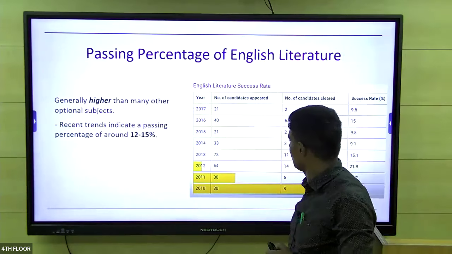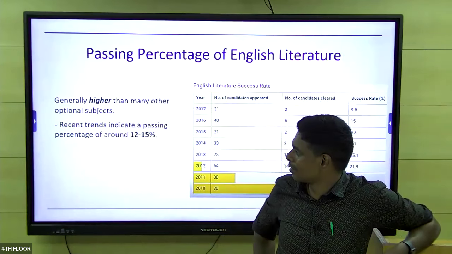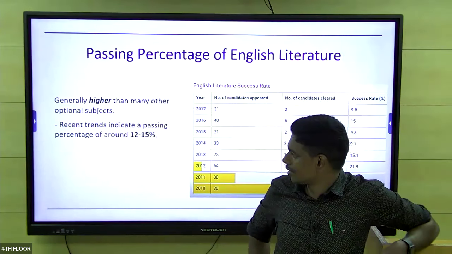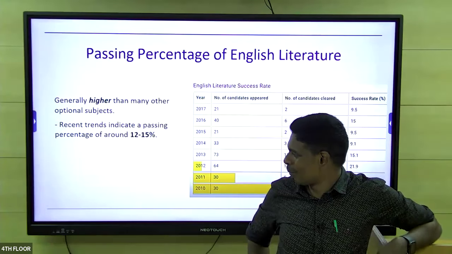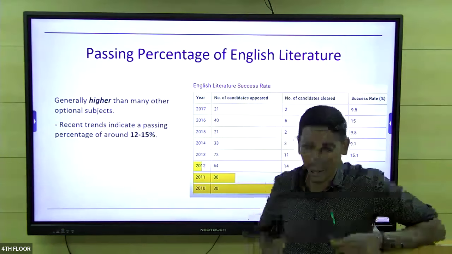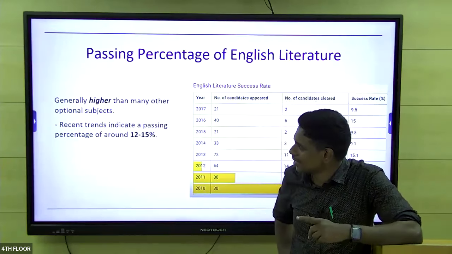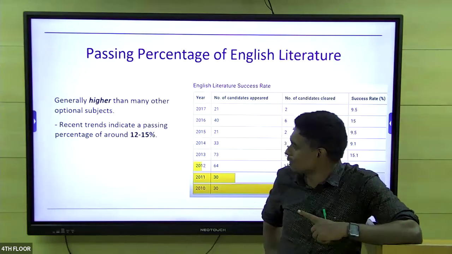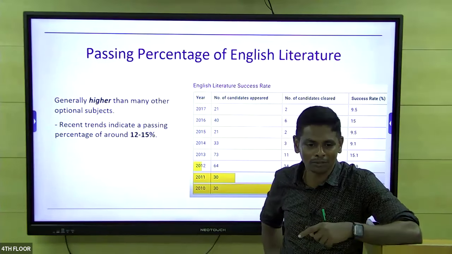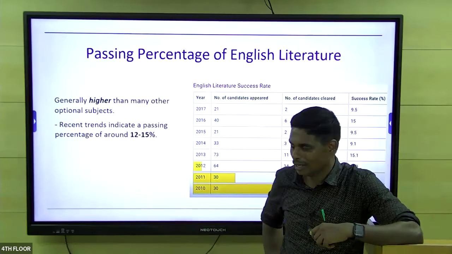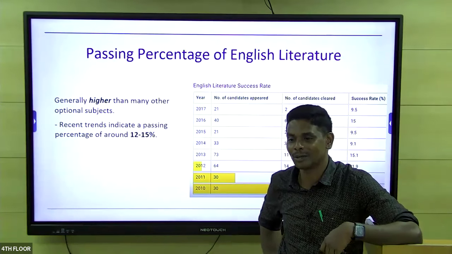I don't know whether you are able to see it. See, 2017, 21 candidates, 9.5. Then 2016, 15, 9.5, 9.1, 15.5, 21.9, 16, 26.7, 2010. This is the normal average range of English literature. You never see it breaching the mark except once in 2014, at 9.1, where it went below 9.5. Otherwise it has never gone below it, but it has also had 26.7, the highest of any other optional as well.